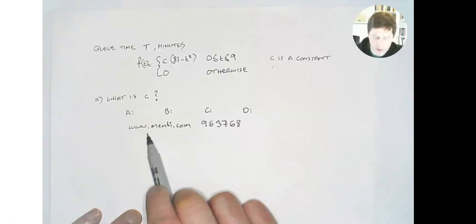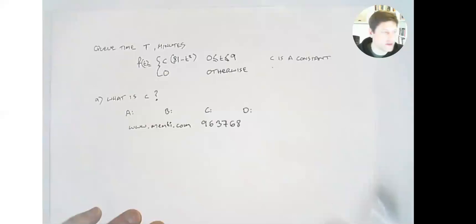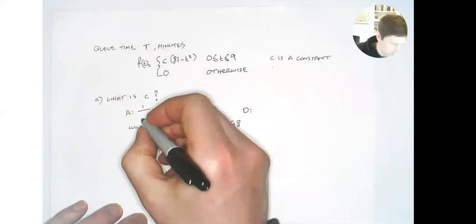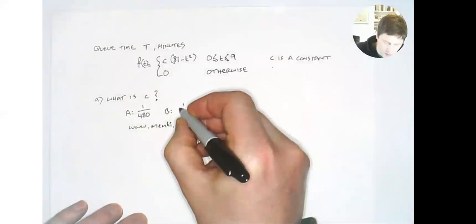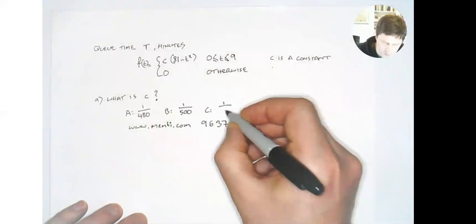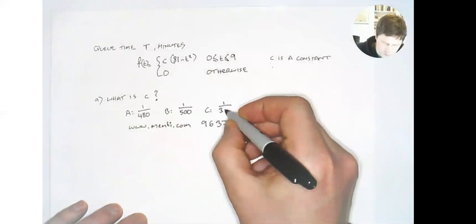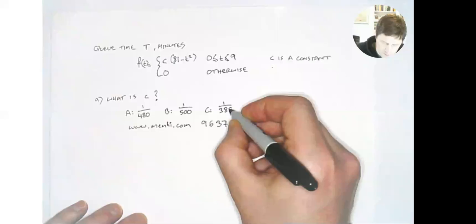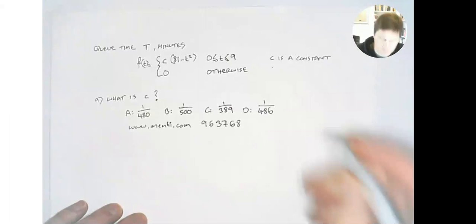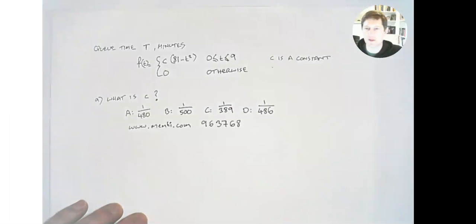Okay, so if you go to www.menti.com, you can input this code, and that will give you the A, B, C, D options, and I'm going to give you some possible answers for what C must be equal to. Those are 4 possible answers. One of them is correct. Let's see what you think.